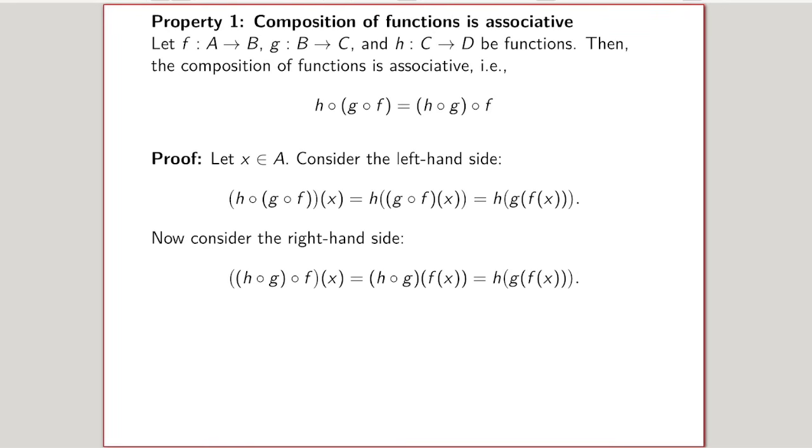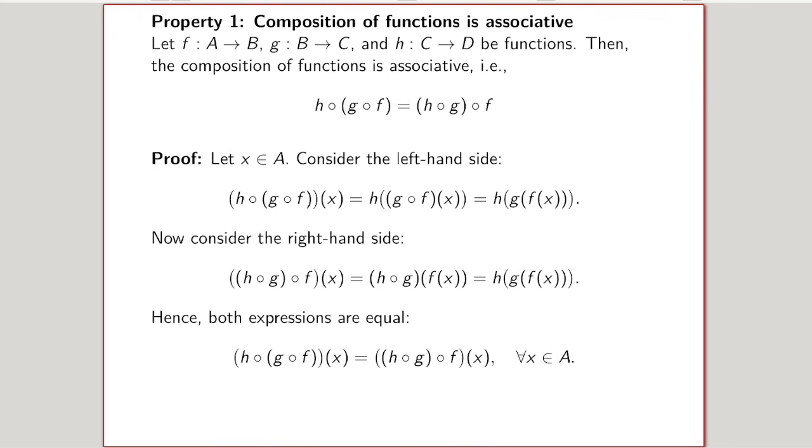So now observe that the last quantity for both left hand side and right hand side is same. So we can write both the expressions as equal, that is h composition g composition f of x is equal to h composition g composition f of x.